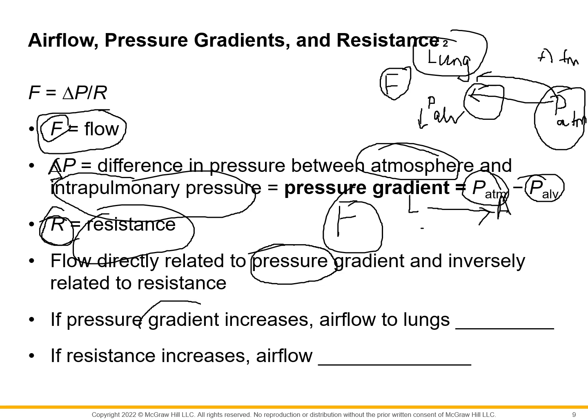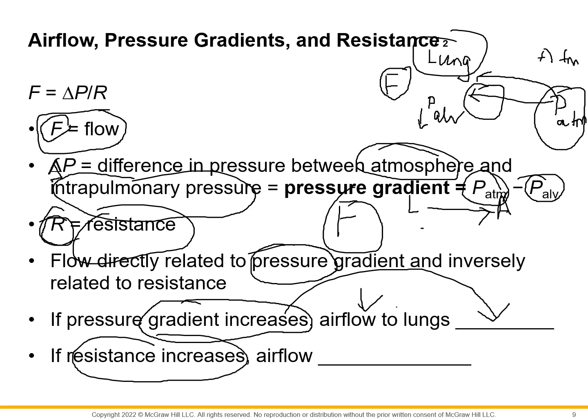Two, if the pressure gradient increases, airflow to lungs changes. How does airflow to lungs change, right? That depends on which way the pressure gradient is changing. If you decrease the pressure gradient, you decrease the airflow. If you increase the pressure gradient, you increase the airflow. But the pressure gradient changing can cause resistance. So if resistance increases, your airflow decreases. One form of resistance could be a plane cabin that suddenly becomes depressurized.